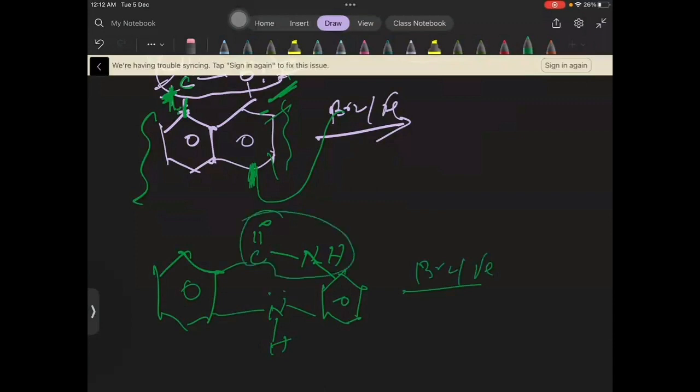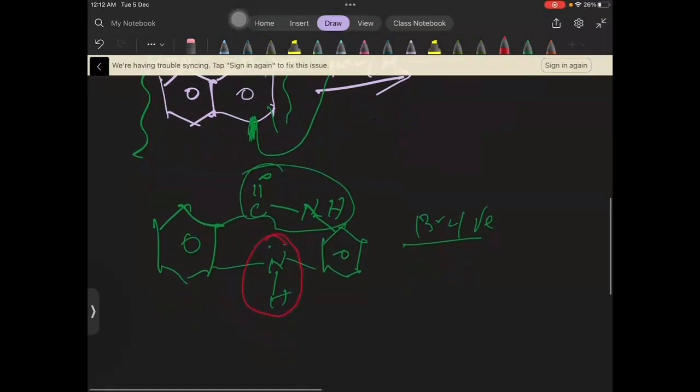Here is also a mesomeric effect, correct? But here is a lone pair. It will be the conjugation. The lone pair here will be in conjugation, but here the lone pair has no conjugation. So it means here the mesomeric effect is more than this chain, correct?